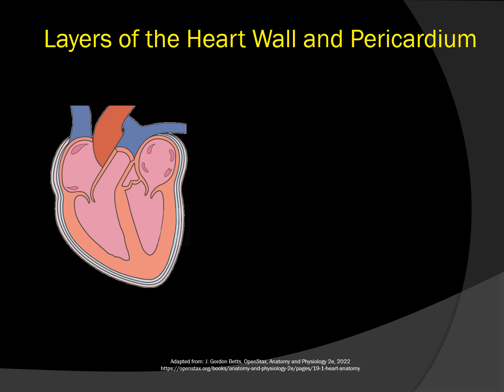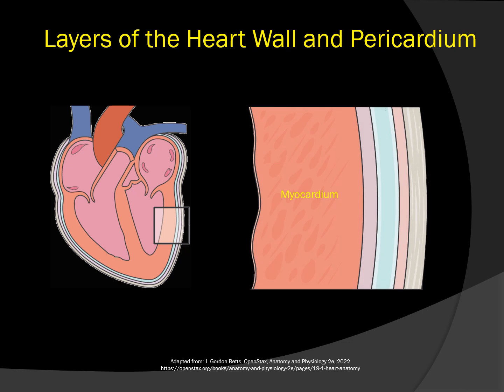Now let's take a close look at the layers of the heart wall and pericardium. Let's zoom in on a representative section of the ventricular wall. The myocardium is the main muscular layer of the left ventricle. In healthy individuals, myocardial wall thickness can be up to 15 millimeters, although the wall thickness varies within the heart. For example, the wall thickness tends to be the thinnest at the apex of the heart.